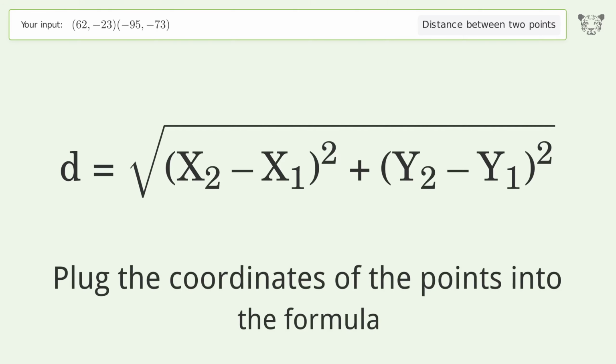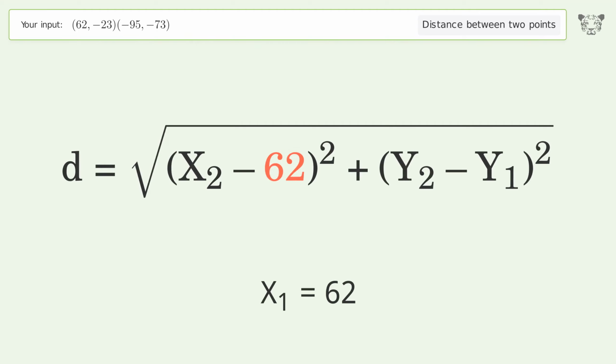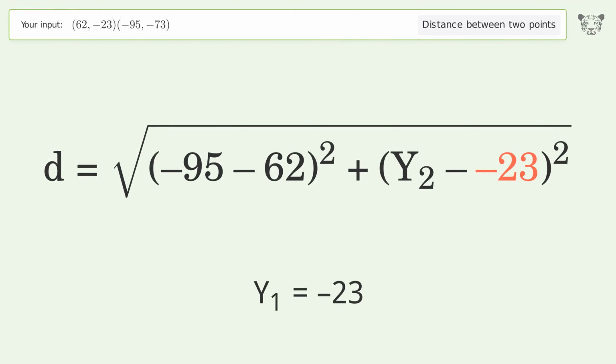Plug the coordinates of the points into the formula. x1 equals 62. x2 equals negative 95. y1 equals negative 23. y2 equals negative 73.